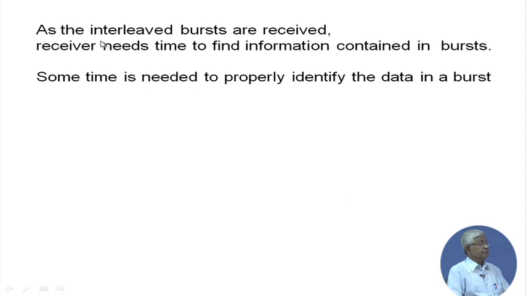Now, in terms of the time-interleaved bursts that will be transmitted down to the ground, the receiver needs to find which information in the burst is meant for it. So let us see what additional information has to be sent along with the data. The receiver will take some time to properly identify a burst. A demodulator has to identify where the burst is in terms of frequency.